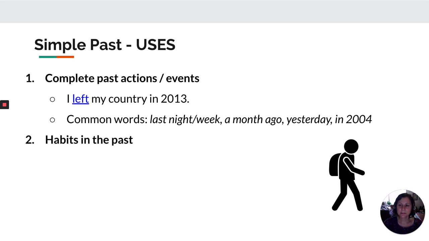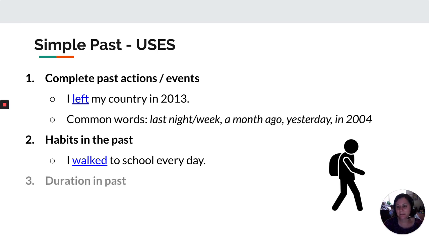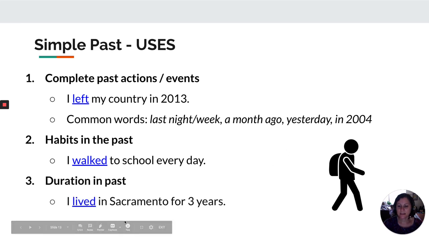We also use simple past to talk about habits in the past. I walked to school every day. This is something that happened in the past that you used to do repeatedly. Also, we use it for a duration in the past. I lived in Sacramento for 3 years. Now, in other languages, you might use the progressive, like I was walking or I was living. But in English, we use the simple past for these habits or a duration.